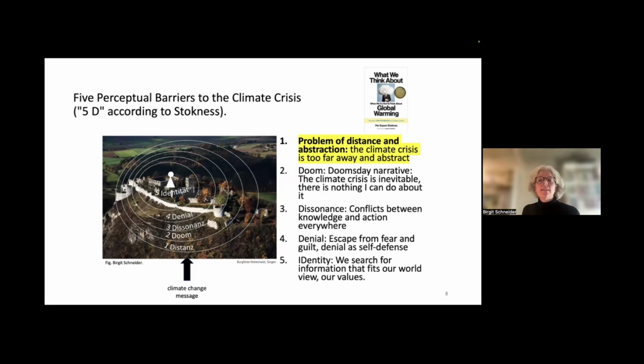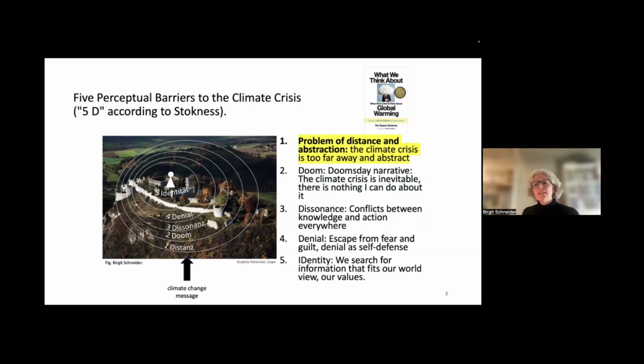And one of them is Per Espen Stoknes, who wrote this book, I think 10 years ago already. And he proposes 5 perceptual barriers to the climate crisis. So, the first one is already alluding to the topic we are dealing with in this lecture series. It's the problem of distance and abstraction.